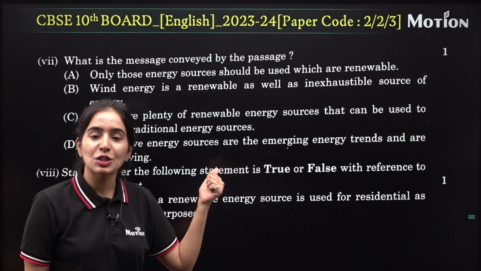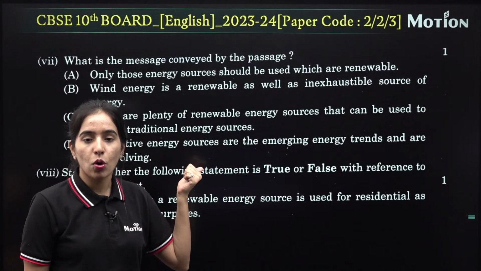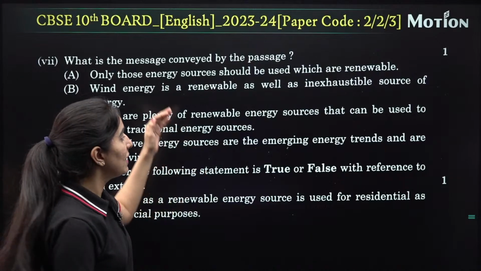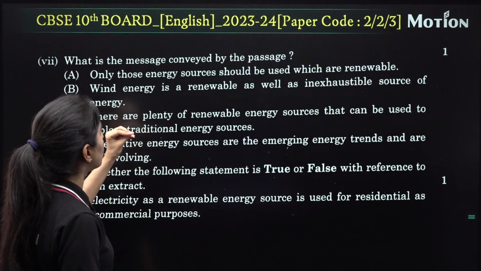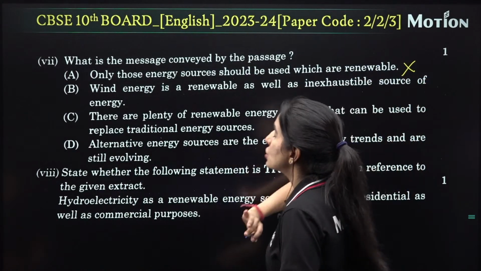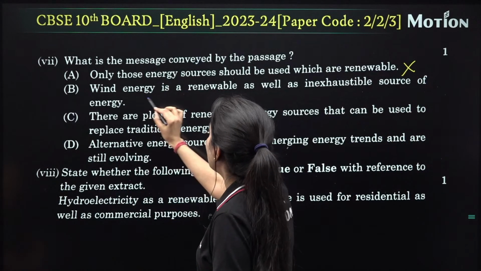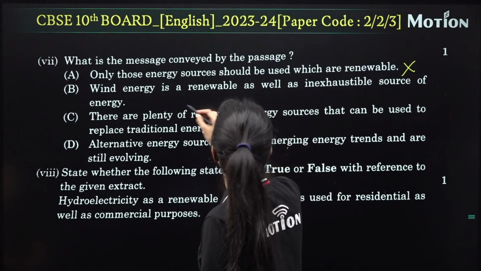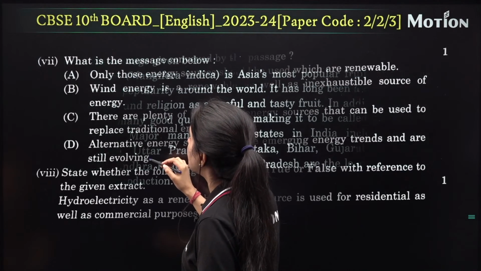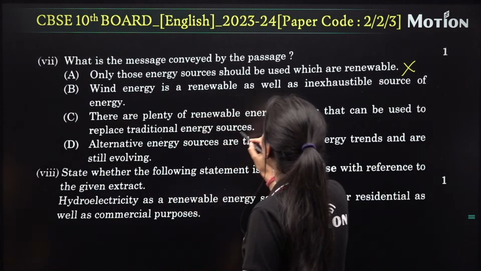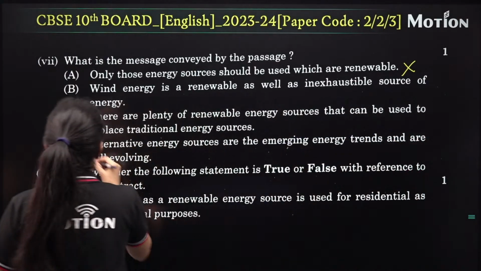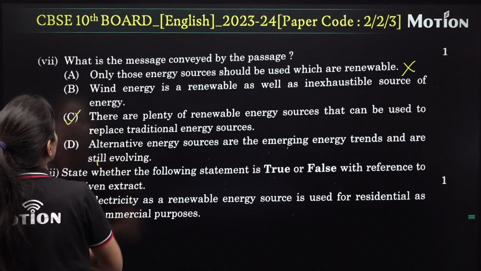So what have you selected, students? Yes, Ghost Star Gamer, I am listening to you. Alka, what have you selected? Please tell me your correct answers. Only those energy sources should be used which are renewable. No, it was not mentioned in the passage, so it cannot be the message. Wind energy is a renewable as well as inexhaustible source of energy. No, that was also not clearly stated. There are plenty of renewable energy sources that can be used to replace traditional energy sources. Yes, this is the correct answer.